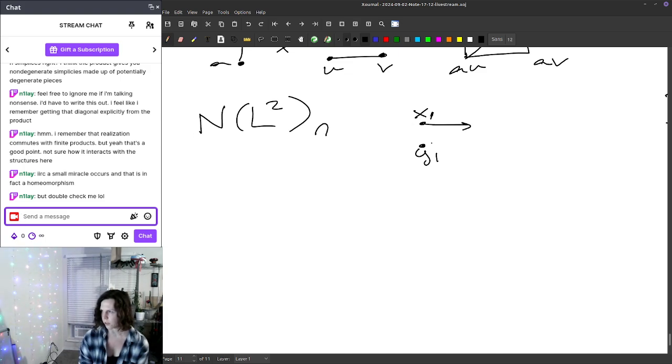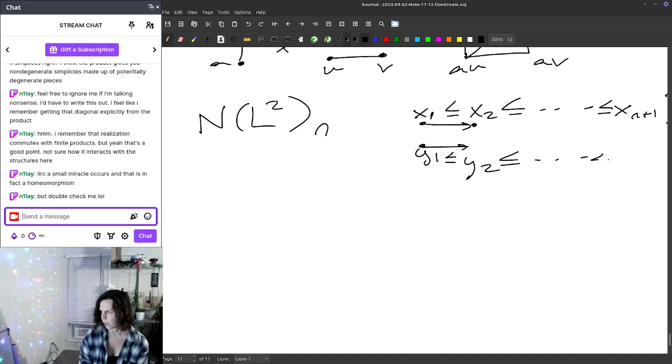It would be a sequence X1 is less than or equal to X2 is less than or equal to and so on, up to Xn plus 1, and Y1 is less than or equal to Y2 is less than or equal to and so on, up to Yn plus 1. And okay, so that's the nerve. An n-cell is like this, a pair of such cells. So if you have one of these n-dimensional simplices, then it's a pair of n-dimensional simplices from just L.